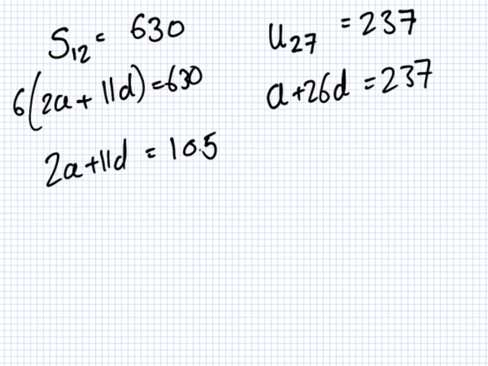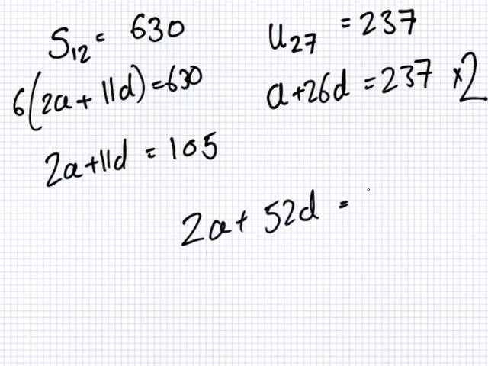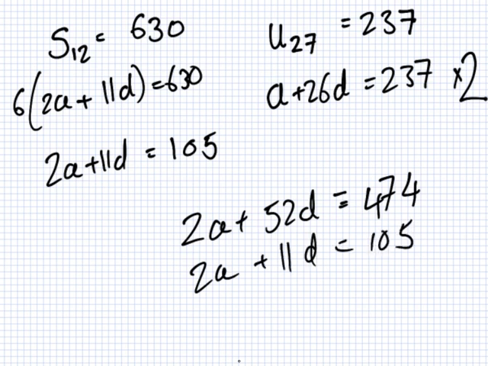But you realize, oh, this is just like what we did earlier. There's no difference. So what I do here, I think I'll just multiply this by 2. Yeah? So now I get 2a plus 52d equals 474. And I also have 2a plus 11d equals 105. Can I solve this? Yeah.